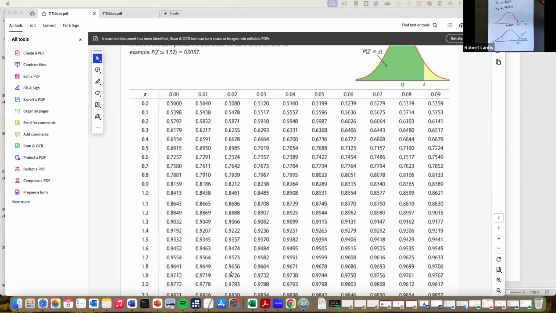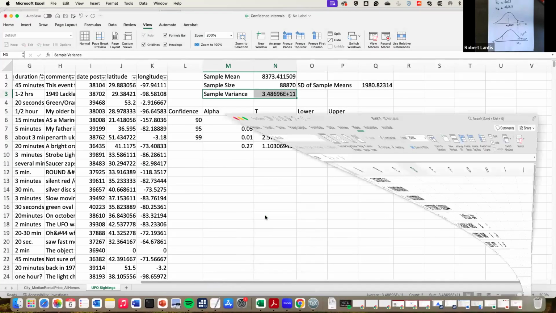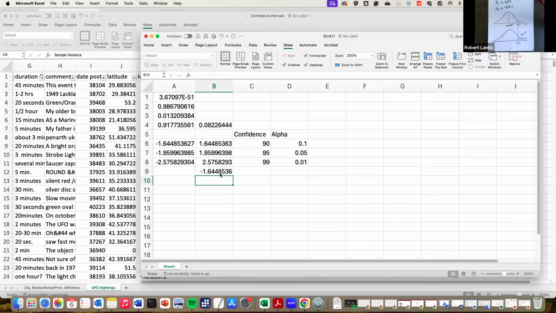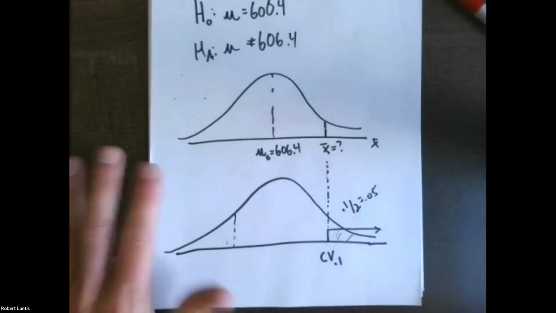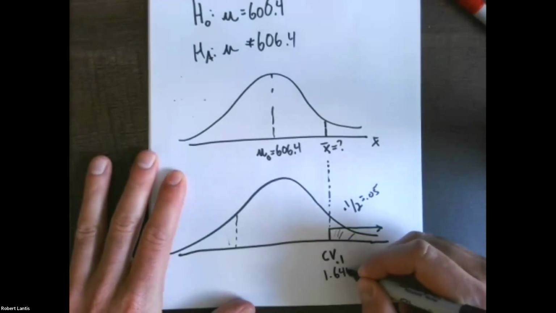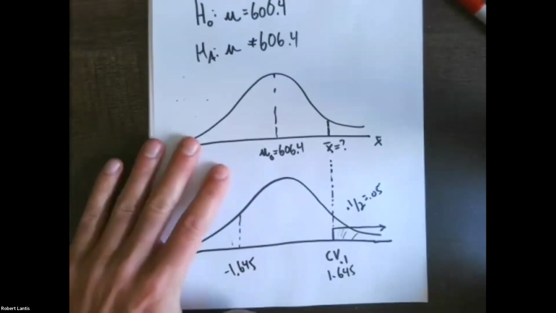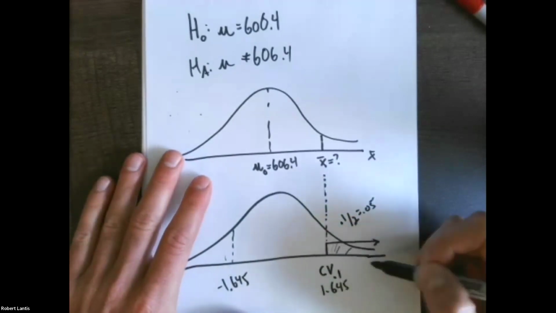We'll use the higher of the two, or I could have used Excel. You could have used Excel NORM.S.INV, right? I wanted 0.05 in my tail. This is a lot more precise. So 1.645, we'll just use that approximation, okay? 1.645 and negative 1.645 would be my critical values. So I know that if my test statistic ever is above 1.645, I'll be rejecting.